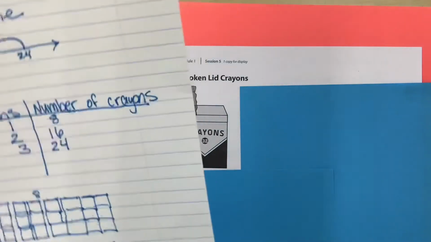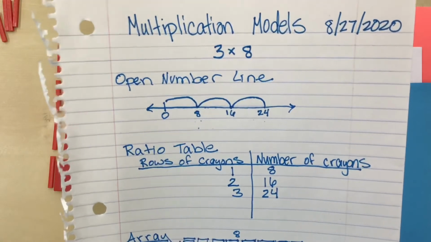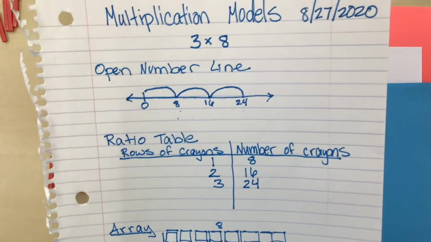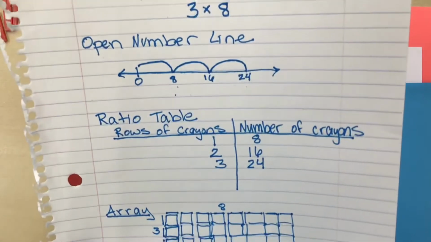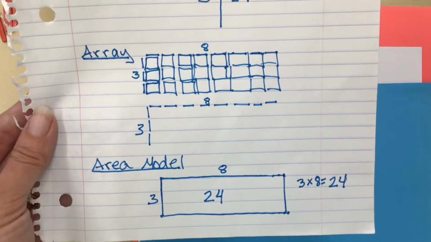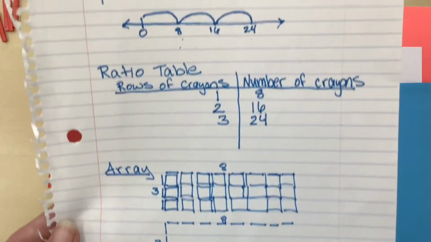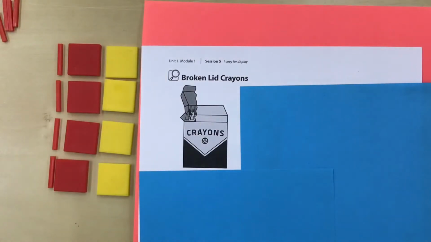Hello, fourth graders. This is what we did yesterday. We talked about multiplication models and how you can use all these different ways to solve multiplication problems: an open number line, a ratio table, an array, and an area model. So today we're going to use these models to talk about division.